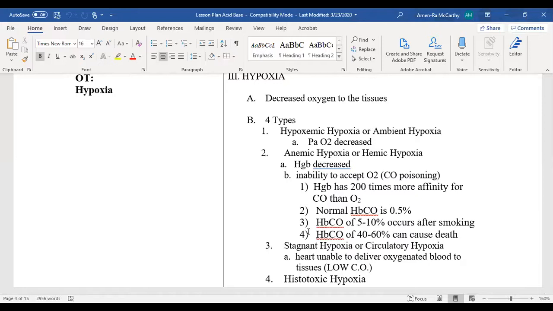Number one, hypoxic hypoxia is also known as ambient hypoxia. That's simply when the PaO2 is low. Simple as that. Hypoxic hypoxia is when the PaO2 is low. That's the partial pressure of arterial oxygen. When it's low, that's simply hypoxic hypoxia, also known as ambient.